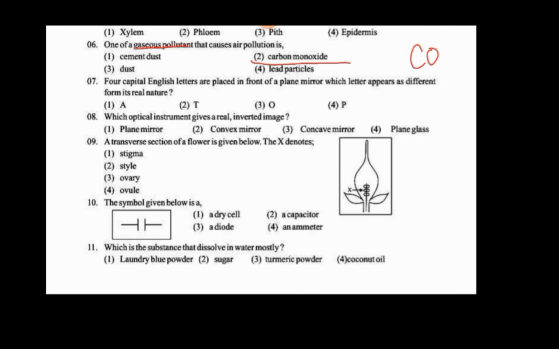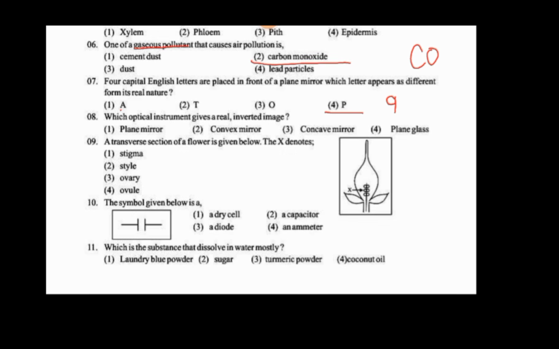Question number 7. Four capital English letters are placed in front of a plain mirror. Which letter appears different from its real nature? When we keep a letter in front of a plain mirror, what happens? Lateral inversion happens. Now here if we look at A, T, O, nothing changed, they are the same. But if we take P and keep it in front of a plain mirror, due to lateral inversion, it looks in this way. So the answer should be the fourth answer.